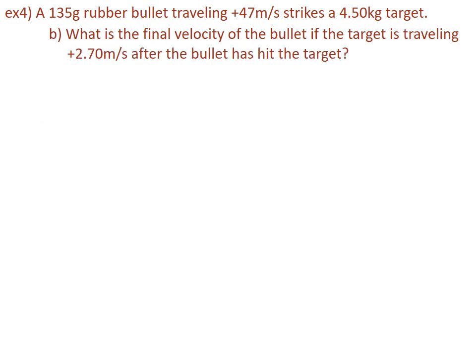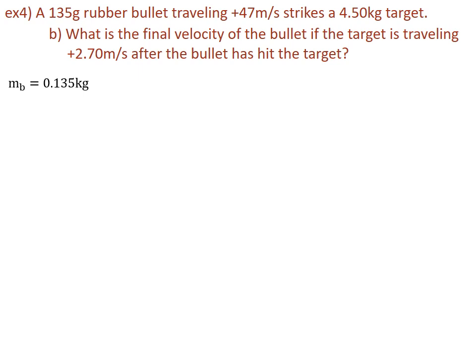Part B, what is the final velocity of the bullet if the target is traveling 2.70 meters per second after the bullet has hit the target? So now I've got a situation where I have a bullet at the beginning and a bullet by itself at the end. I have a target at the beginning and I have a target by itself at the end. So I'm going to have bullet initial, bullet final, target initial, and target final in my variable list.